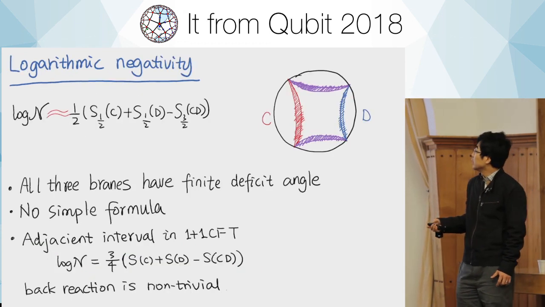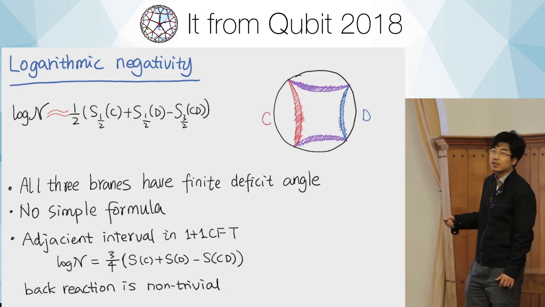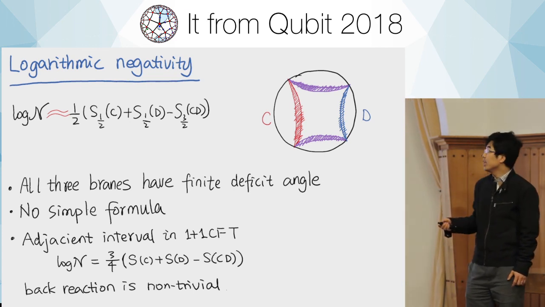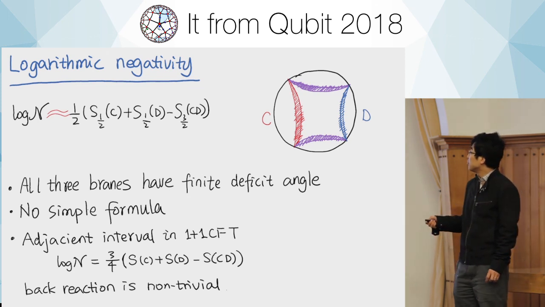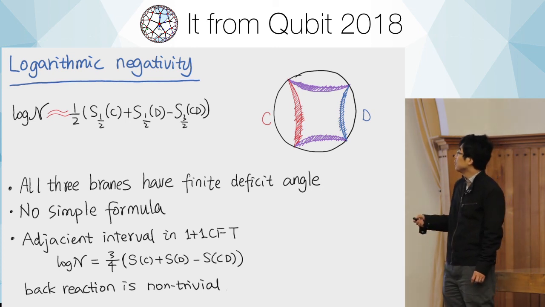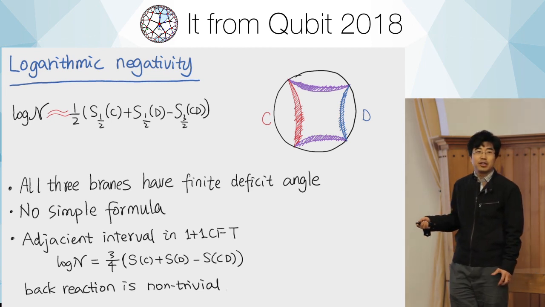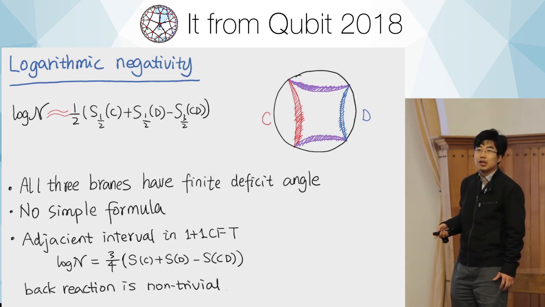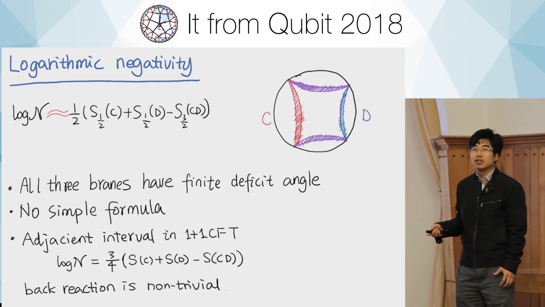And then the most difficult case will be the logarithmic negativity, because all the 3 branes have finite tension, and they really have non-trivial back reaction. So we really don't know what exactly happens there. And by the way, if you compare with the adjacent interval case, you see the naive formula you get by assuming they don't talk to each other is indeed wrong. So there is some non-trivial back reaction. So we don't know what can be done there, and it's an open question.